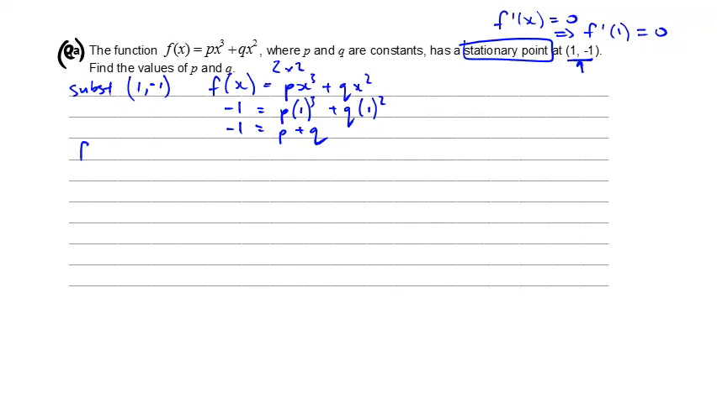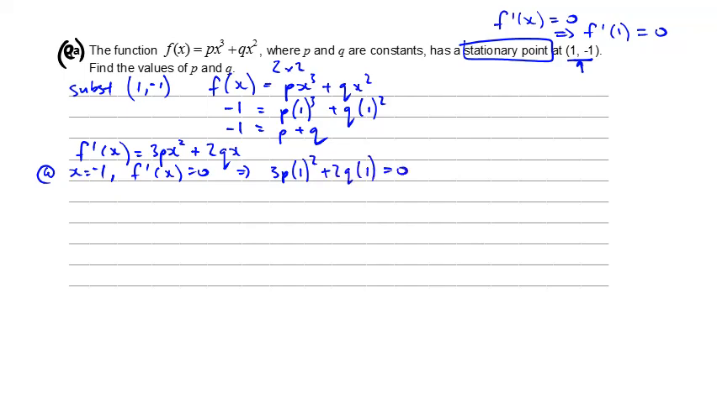And if we differentiate, we're going to get 3p x squared plus 2qx. So at x equals negative 1, f dash x equals 0. So we're going to get another equation, 3p1 squared plus 2q1 equals 0. So 3p plus 2q equals 0. So now what we're trying to do is solve p plus q equals negative 1, 3p plus 2q equals 0.